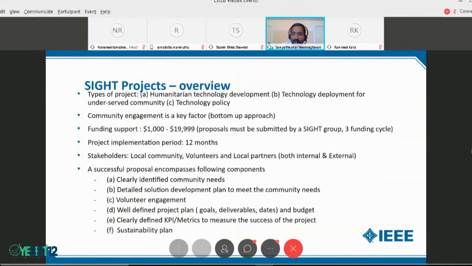So I'm going to spend some time here talking about the various projects. I think this is what matters most for the participant. Today, there are three categories of projects which we support. One is new technology development. For example, you have a local community, and that local community actually wants you to develop a new technology. Let's take COVID as an example.